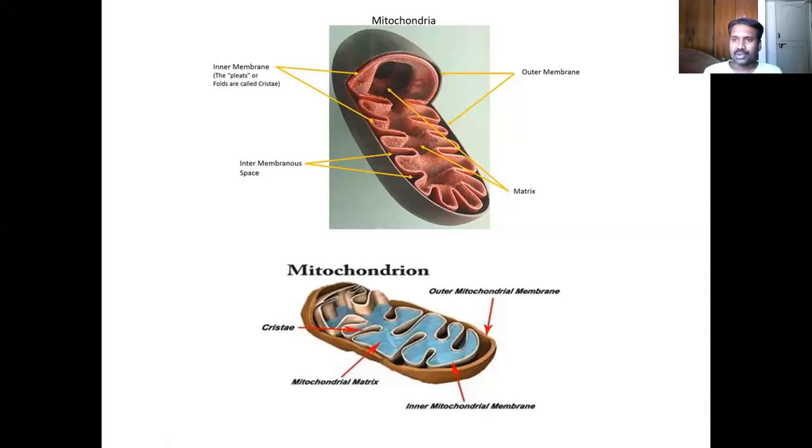We saw the structure of mitochondria, very briefly. It is a membrane-bound cell organelle. It has a lot of projections of the inner membrane inside the cavity, and those are called cristae.